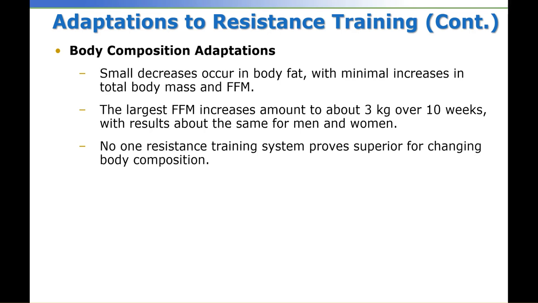Body composition adaptation: small decreases occur in body fat, with minimal increases in total body mass and fat-free mass. So resistance training does increase fat-free mass. That's why I say, oh, this person's gaining weight, but they're lifting weights. Okay. Yes, fat-free mass, not fat. So it's good weight gained. All right.